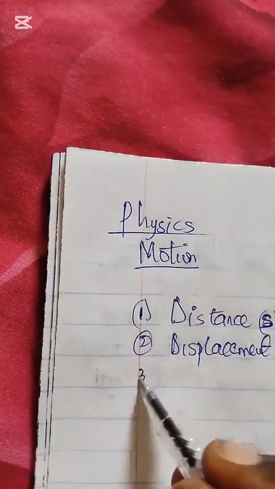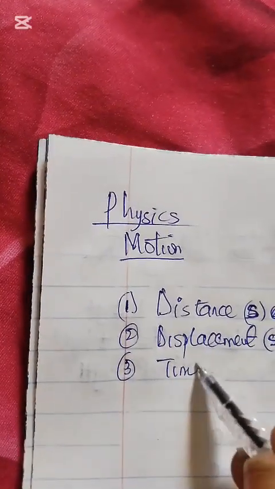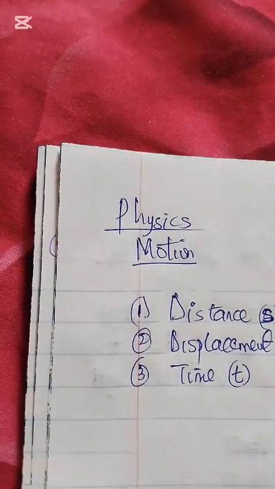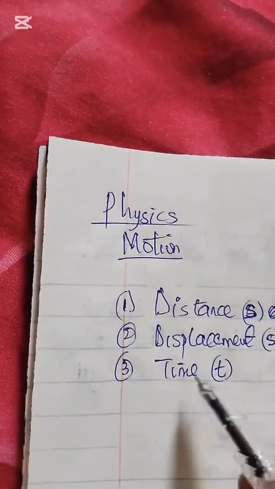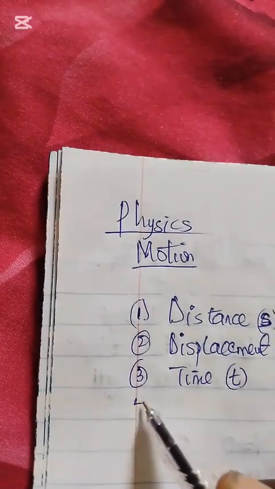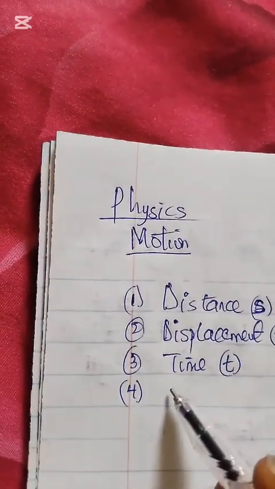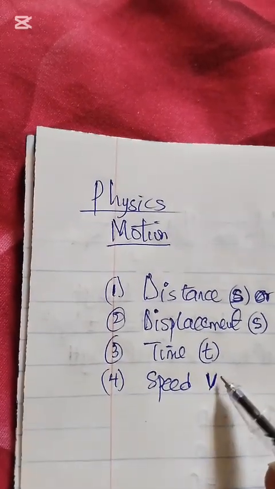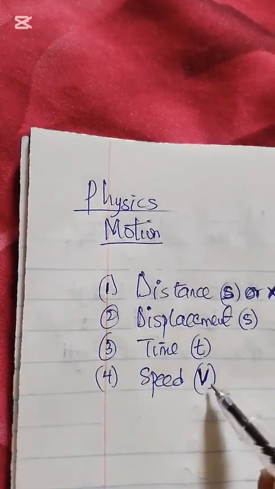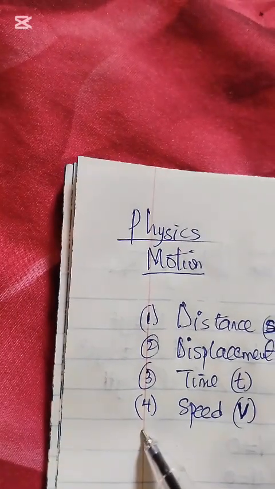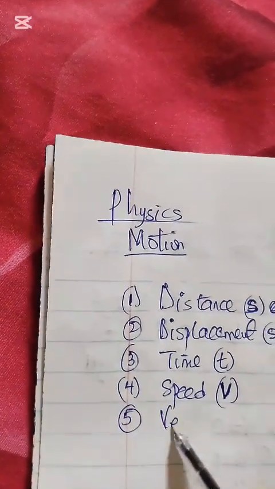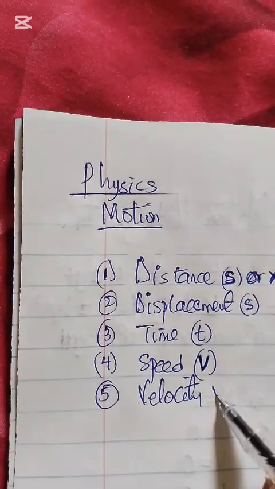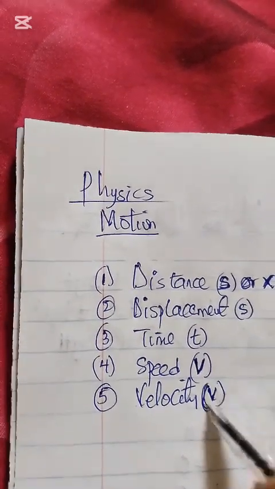We have time. Time is represented with T. You already know the unit, which I've discussed in my previous video. Then we have speed. Speed is represented with V or U, V for speed. We have velocity. Velocity is also represented with V or U.